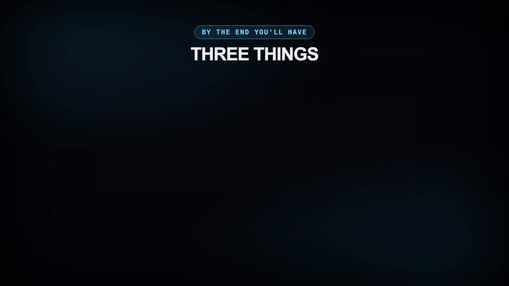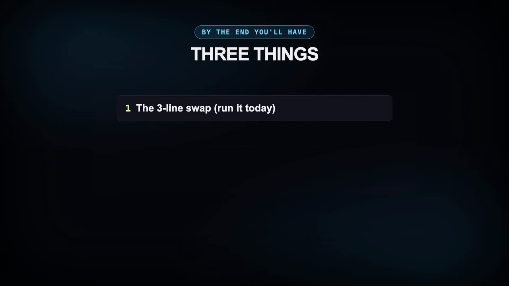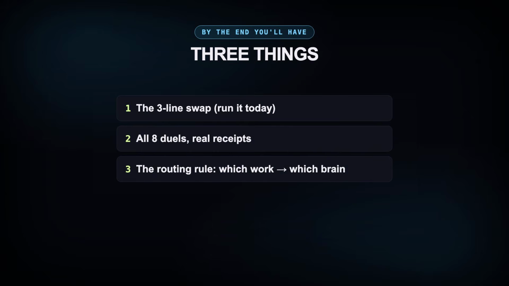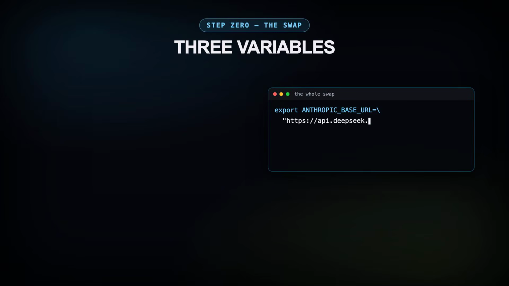By the end, you'll have the 3-line swap that puts DeepSeek V4 Flash inside Claude Code, the receipts from all 8 duels, including the one I built specifically to break it, and a simple routing rule for which work goes to which brain. Everything here ran on my machine in the last 48 hours. Nothing is estimated. First, the swap.